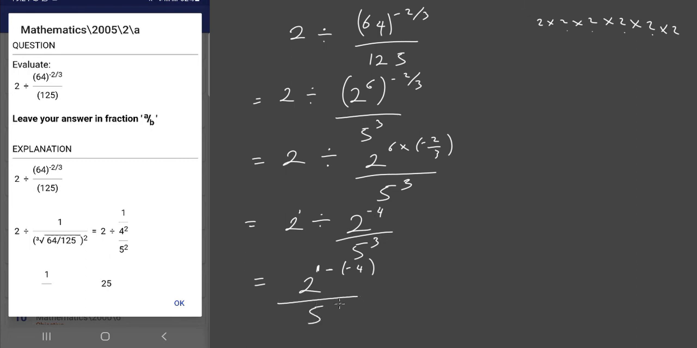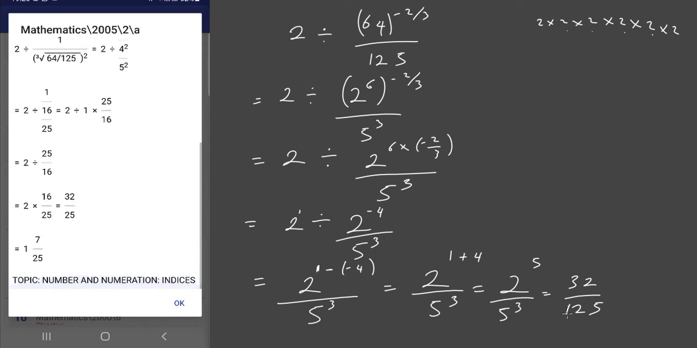Then this 5 raised to the power of 3, and that gives you 2 raised to the power of 1, minus times minus gives you plus. And then you have 2 raised to the power of 5 divided by 5 raised to the power of 3. So if you want to simplify completely, you can express this as 2 times 2 times 2 times 2 times 2. That will give you 32. That's 2 in 5 places. And then you have this as 125. So this is the answer if you want to express it as a fraction. So that's the solution to this question.